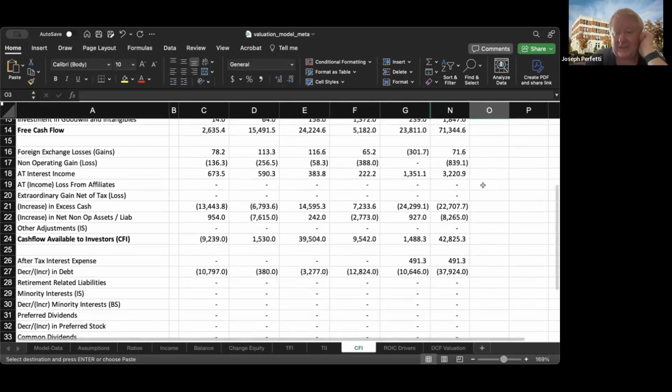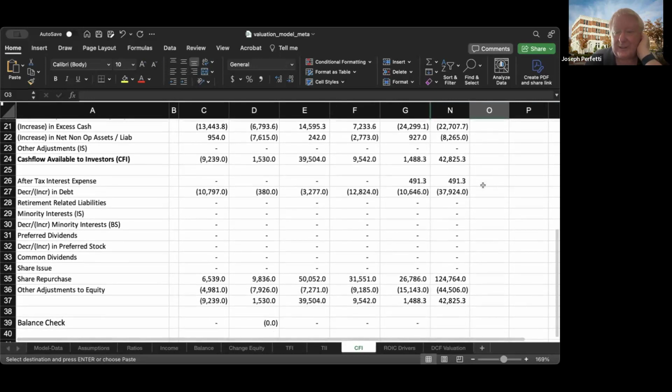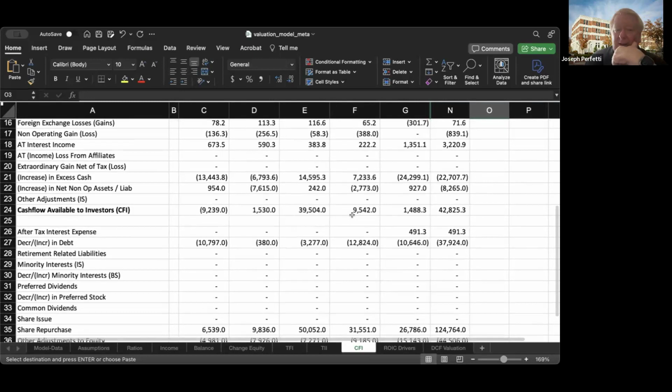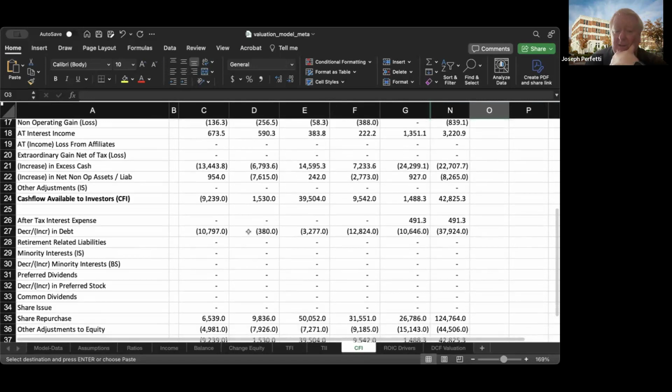How did they distribute the 42.8 billion? Well, they basically increased their debt by almost $38 billion. They sold debt all 5 years. Now, a trivial amount in 2020, only 400 billion. But even in the last 2 years, 12.8 billion in new debt and 10.6 billion in new debt.